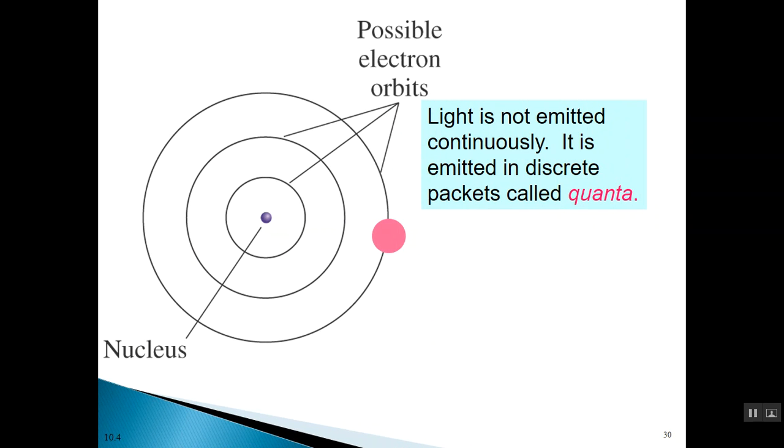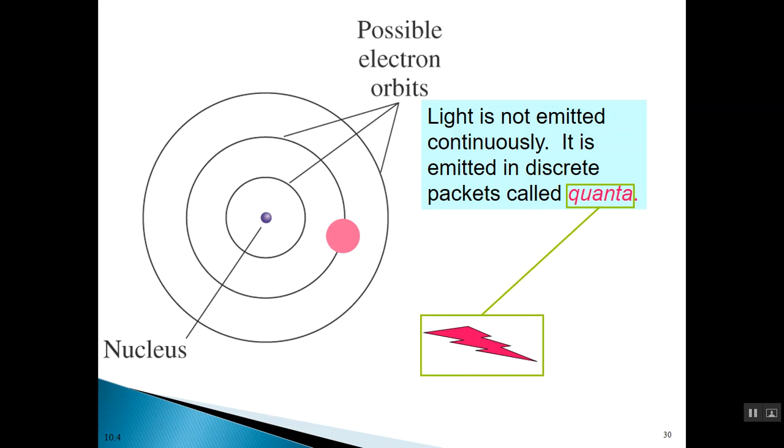So the light is not, of course, emitted continuously. That's why you end up with a line spectrum instead of a continuous spectrum. And it says here that it is emitted in discrete packets known as quanta, right? So the particles of light that are emitted are known as quanta, all right? So there's a quanta of red light that is formed when the electron falls from the third orbit to the second orbit, all right?